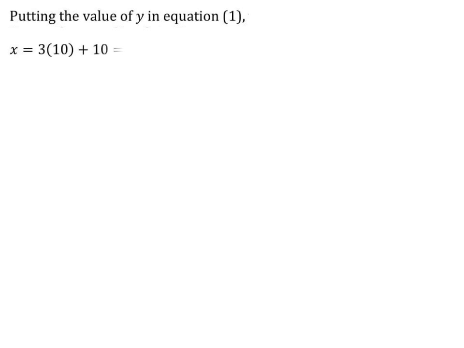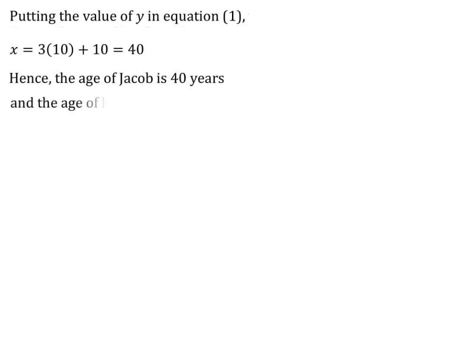Now for the next, the condition is putting this value of y in equation number 1. So I will get x is equal to 3 into 10 plus 10, which is equal to 40. So here you can say the age of Jacob is 40 years and the age of his son is 10 years. So this is the answer.